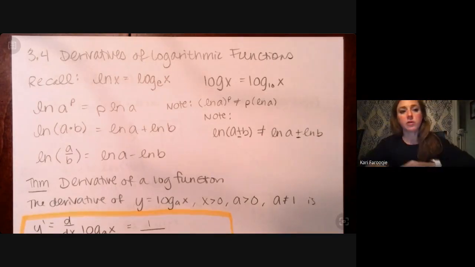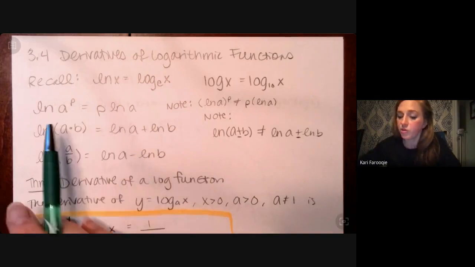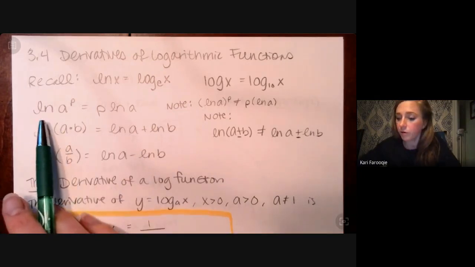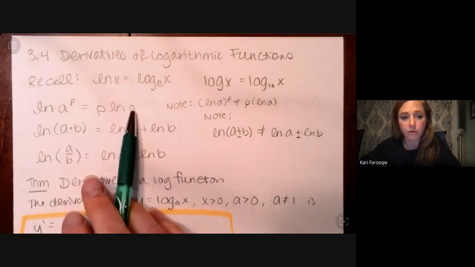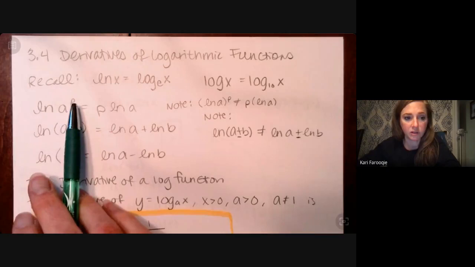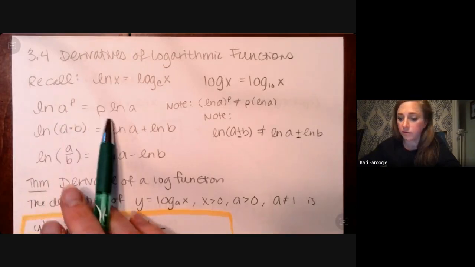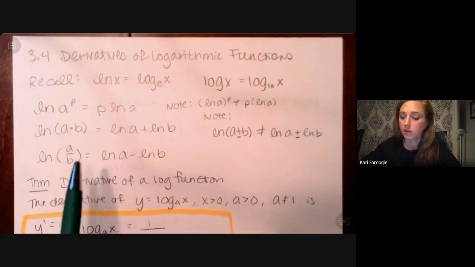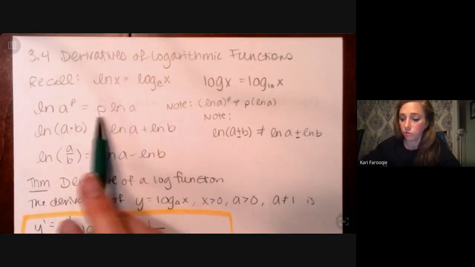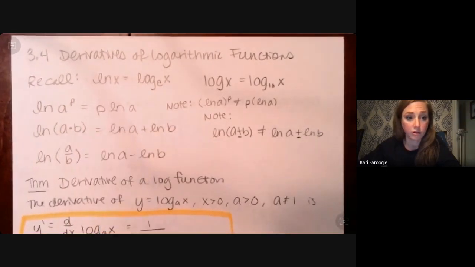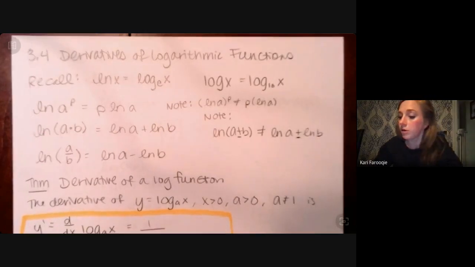I started by giving you some algebra properties that we use for logarithms. One of them was the power rule for logarithms, which is if you're taking the natural log of a, and a is being taken to the exponent of p, then you can bring that exponent out front and rewrite that as p natural log a. And this has nothing to do with the derivative. This is just rewriting the natural log expression. And it works for any log, whether it's base e or any real numbered base.